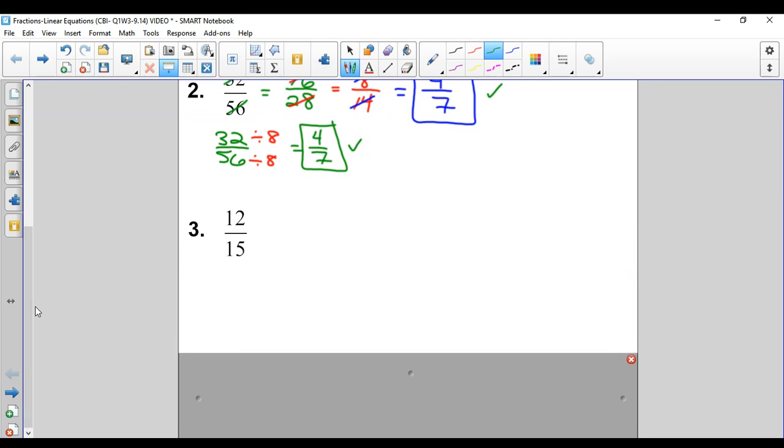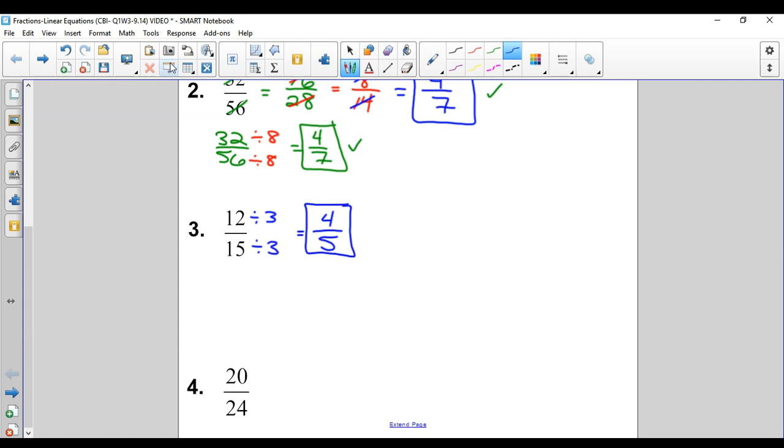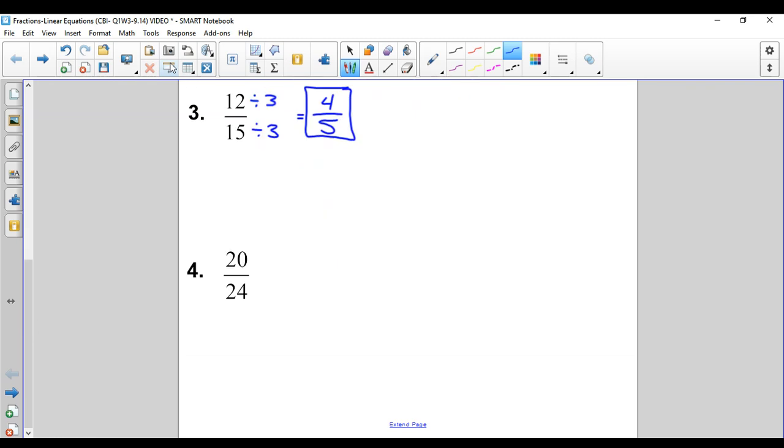12 fifteenths, a little bit easier. 12 and 15 both have 3 as a common factor, so you can divide each of those by 3. We get 4 over 5. Well, we're good there. 4/5 can't go down anymore. Last one, 20 24ths.